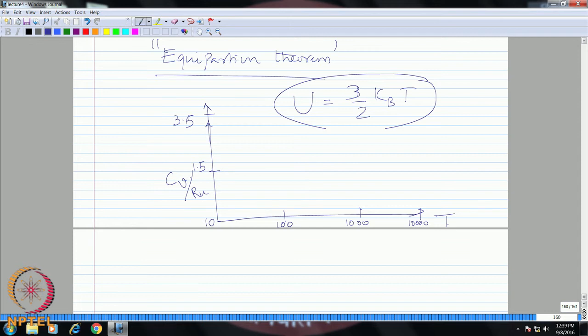For any diatomic ideal gas, you will find that typically at low temperature this will follow the equipartition theorem, and you will find that the value will be equal to 1.5 till about 70, 80 Kelvin. So, all this is in Kelvin. Now, as the temperature increases, the contributions from the rotational motion will become very significant. It will affect your heat capacity.